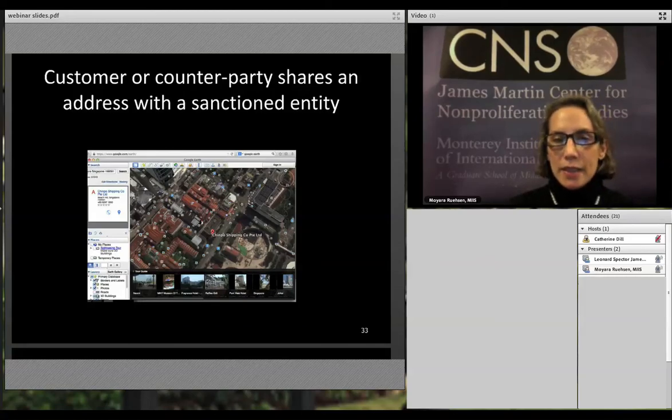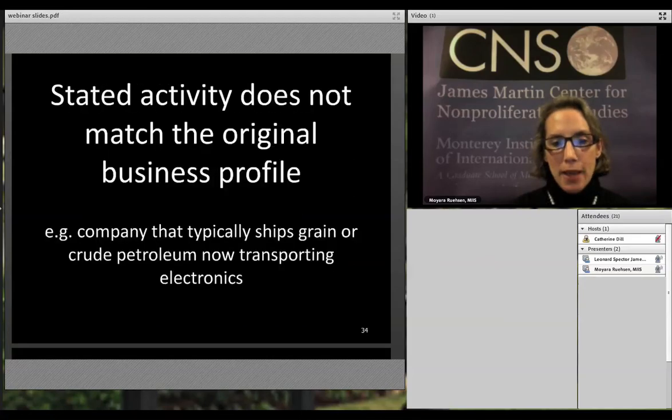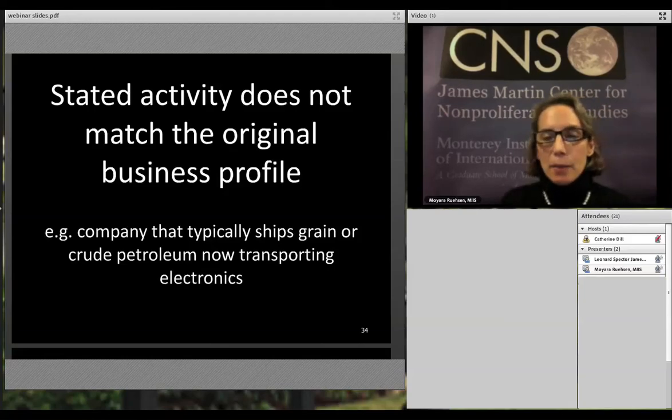Well, let's say that the customer or the counterparty shares an address with a sanctioned entity, as we saw in the pressure transducer case. What if the stated activity doesn't match the original business profile? So for example, the shipping company used to ship grain exclusively, or maybe crude petroleum. Now it's transporting electronics. That might not be grounds alone for filing an STR, but you should at the very least make a few phone calls and find out what's going on here, because it is unusual.